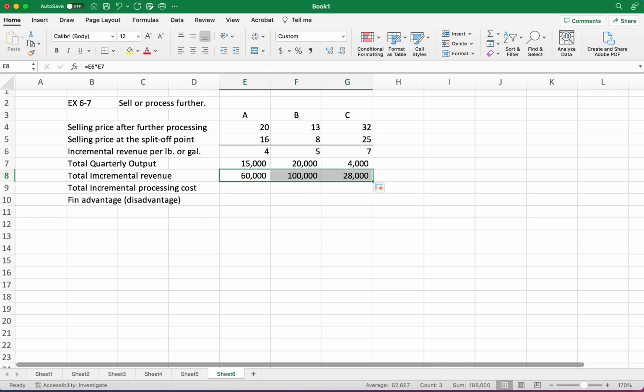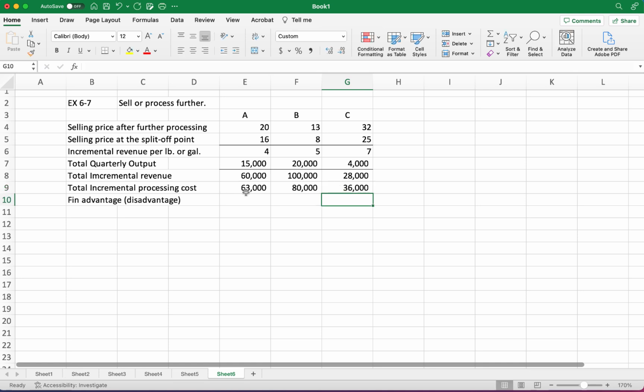Now, the problem also says, if we were to process further, there's additional processing costs that we would incur. Again, we're doing differential analysis here. What's the difference? Do I sell it at the split-off point, or do I process further and then sell it? So for that incremental processing costs for product A, they tell us it's 63,000. For product B, they tell us it's 80,000. And for product C, they tell us it's 36,000.